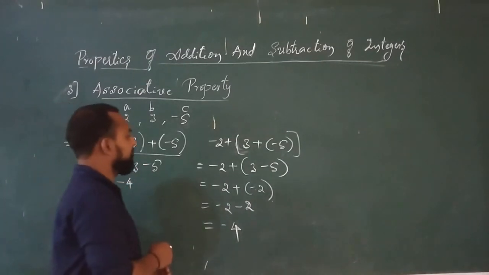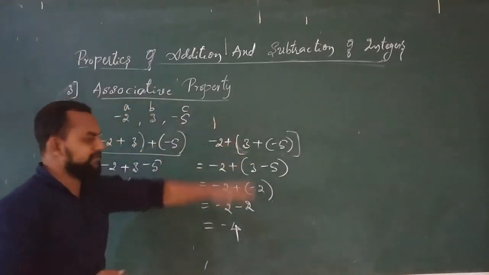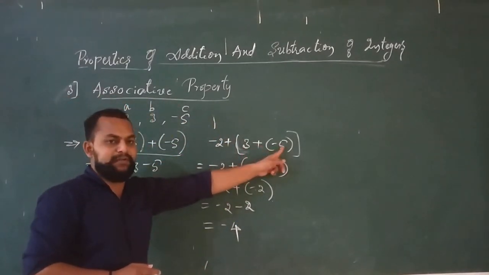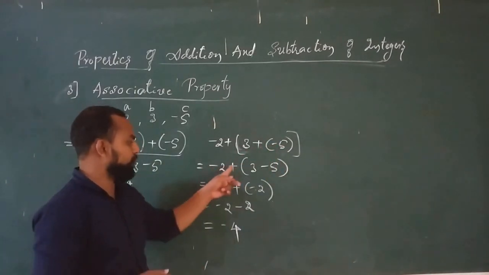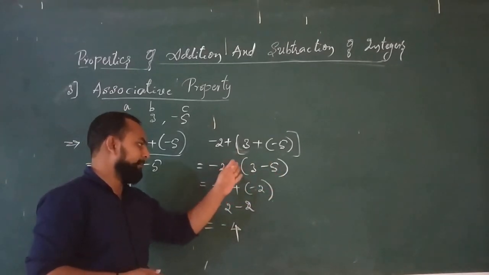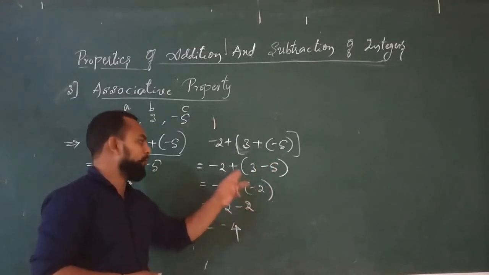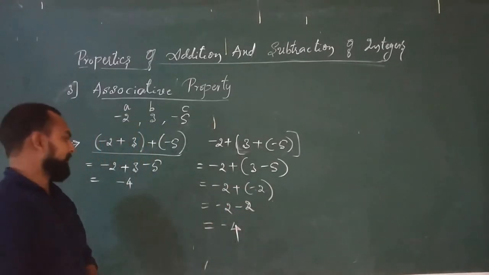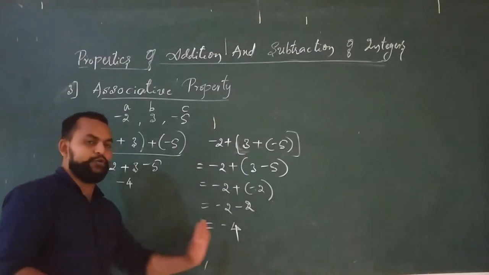Then add in another order. Here in the second sum, we add 3 plus of minus 5. Okay, and add a second group: minus 2 plus of 3 minus 5. Here minus 2, then 3 minus 5, minus 2. Here the plus into minus, minus 2 minus 2 is minus 4. Then the answer will be the same. Then LHS equal to RHS.